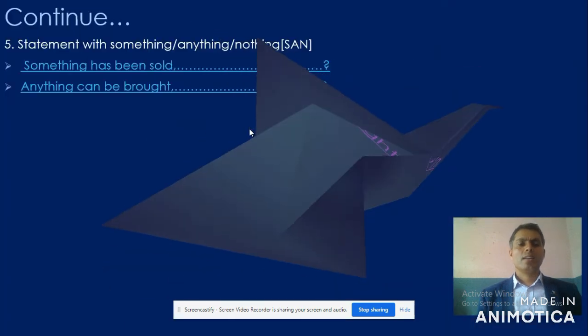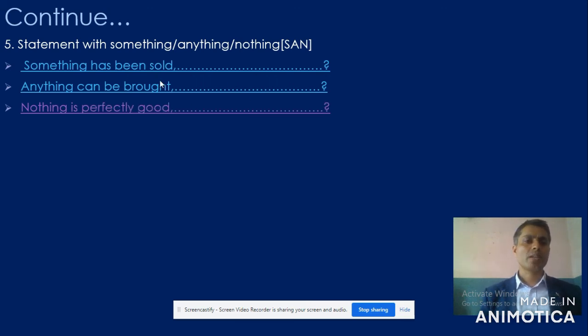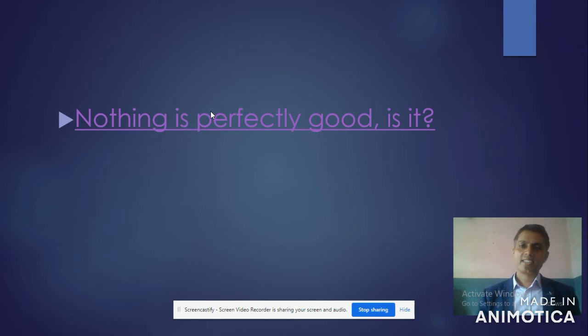All right, another example sentence is given here on the screen. Nothing is perfectly good. We have an auxiliary verb in this statement, so we write is after the comma. After the statement we write is. Got it? When you write is, then what do you have to do? The sentence is in negative form, right? If the sentence is in negative form, we must write the positive tag. So is, then the answer is what? Is it? Nothing is perfectly good, is it? Let's check the answer. Here, is it? Yes.